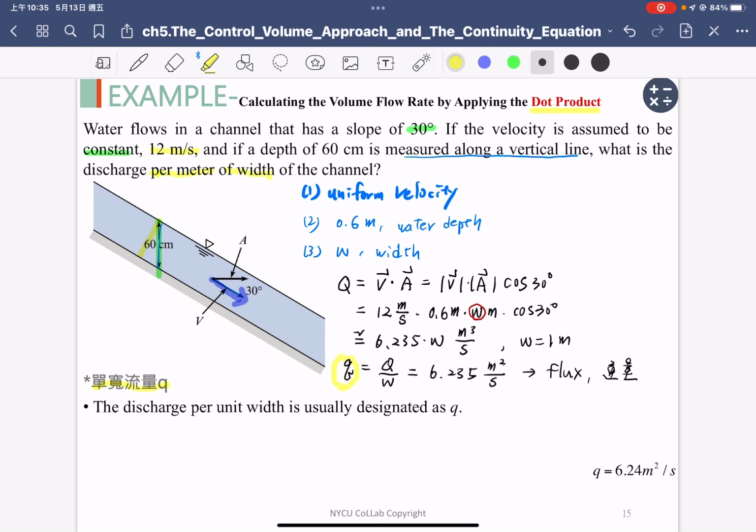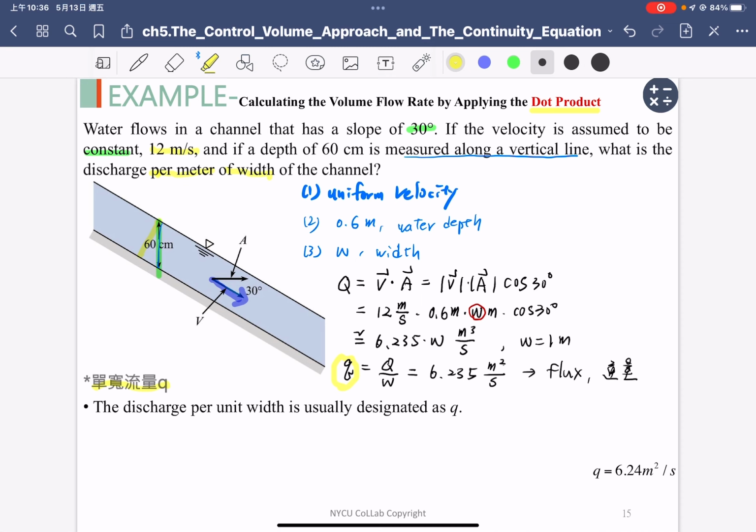Okay, so the second exercise we practiced already: the flow direction is not parallel to the normal vector of the cross-section area, so you need to use the dot product. But for the second exercise, we still assume the flow is a uniform flow, so we don't need to use the integration operator for our questions.